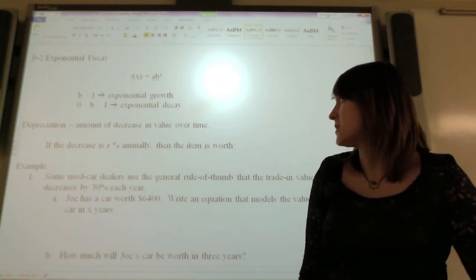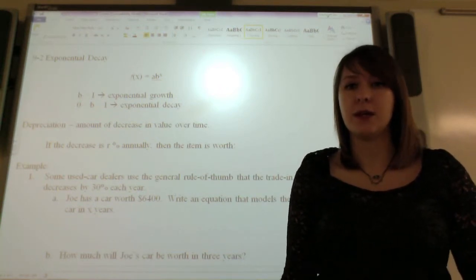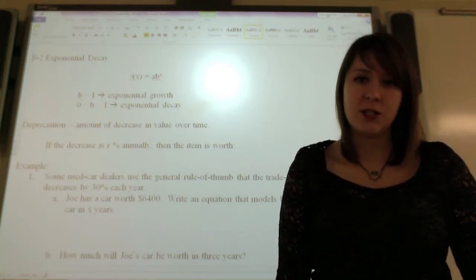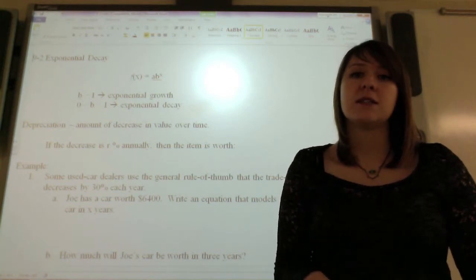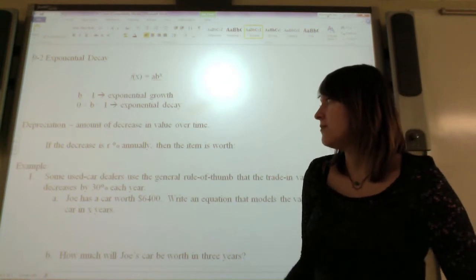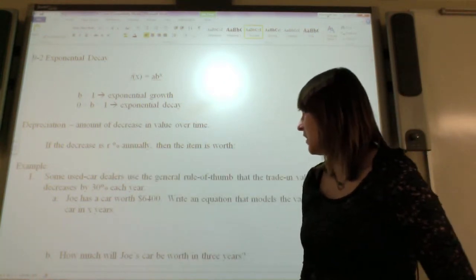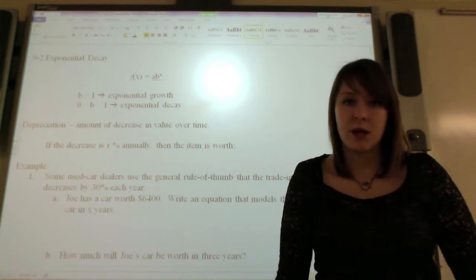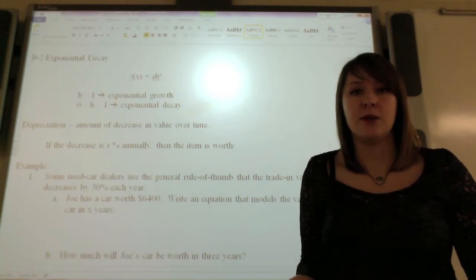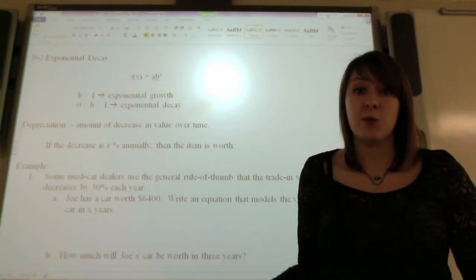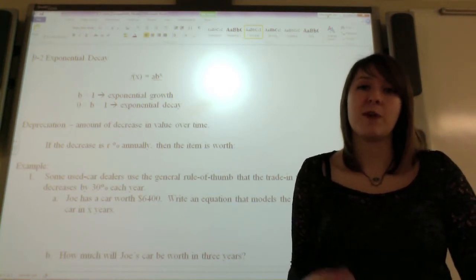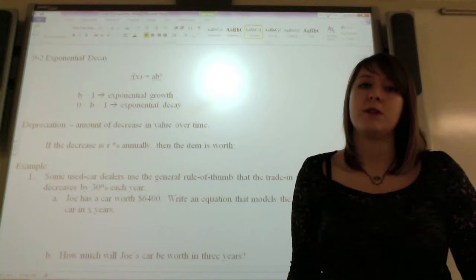That's the amount of decrease in value over time. So you might hear something like your car depreciates in value by 20% each year or something. Okay, that means that it gets less and less valuable every year. So if I decrease R% annually, then the item is worth 1 minus R%. So for example, if I decrease 20% annually, meaning that I'm less valuable by 20%, that means that I still retain 80% of my value. So the item is worth 80% of what it was worth the year before.